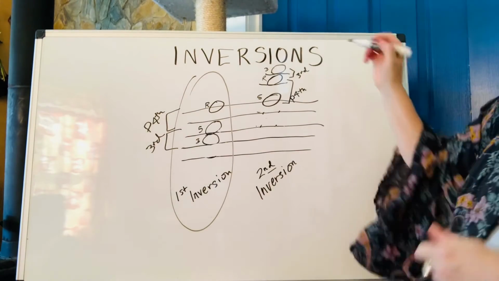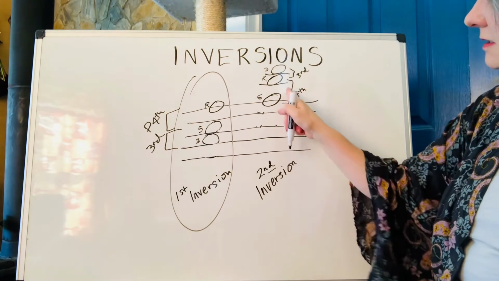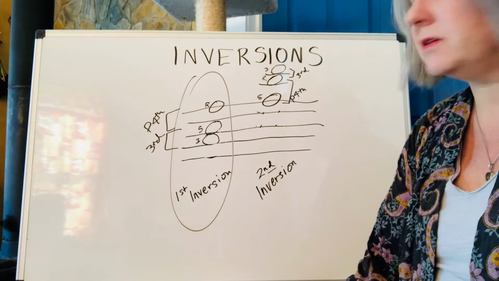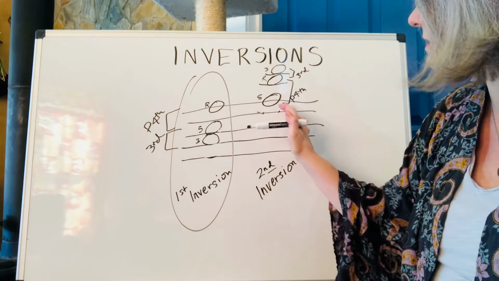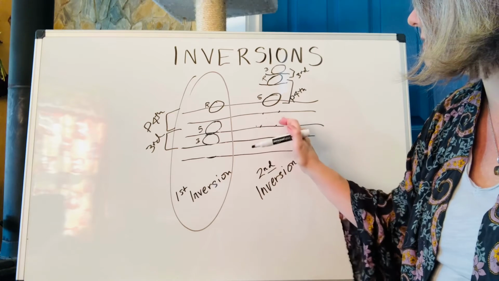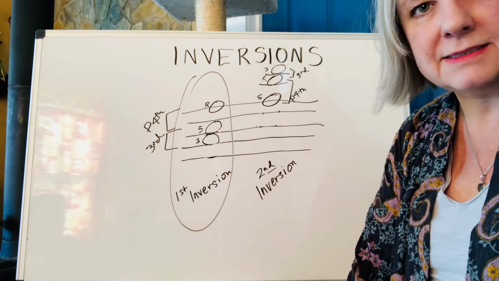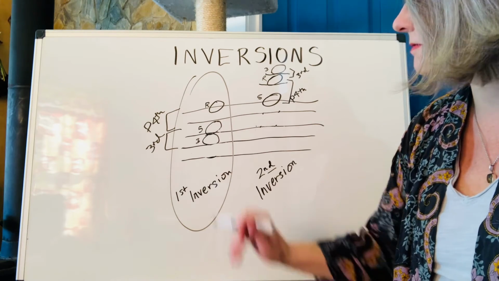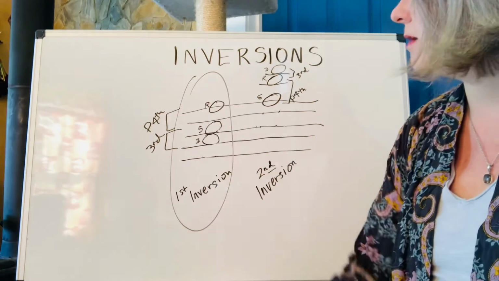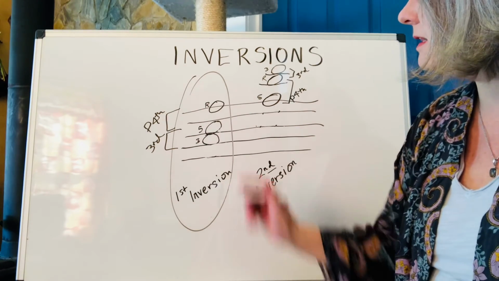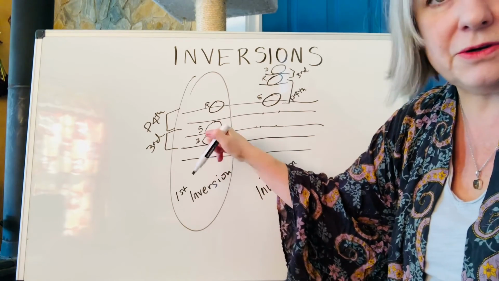So, second inversion has the fourth on the bottom and the third on the top. We put the top position in the lowest spot. We've inverted it twice. It's the second inversion. And this one, taking the bottom note, put it on the top. Now, this also changed the relationship. We had a nice little third here.